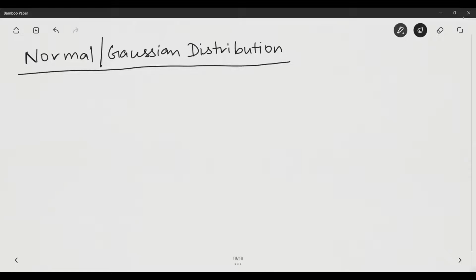Normal or Gaussian distribution. Fine. Now, what is a normal distribution? I'm going to take a similar idea and the same weight example, but this time we are going to talk about a normal distribution.